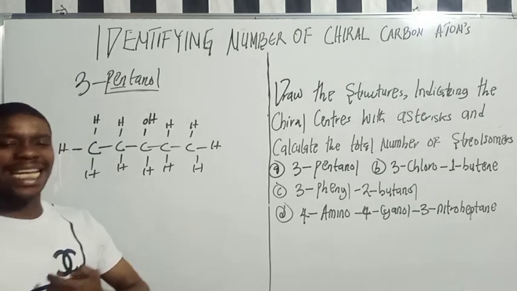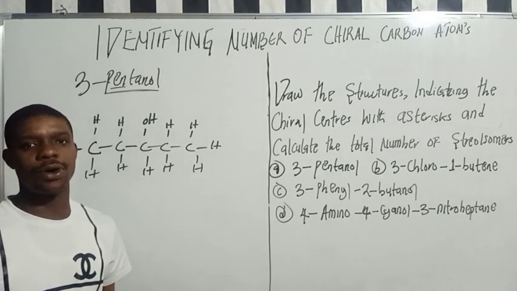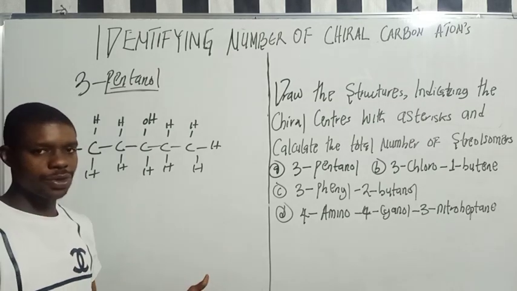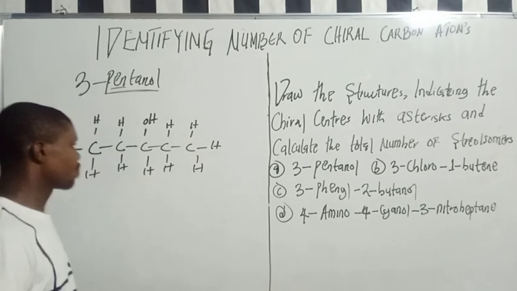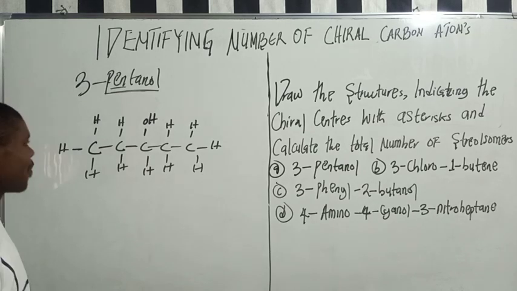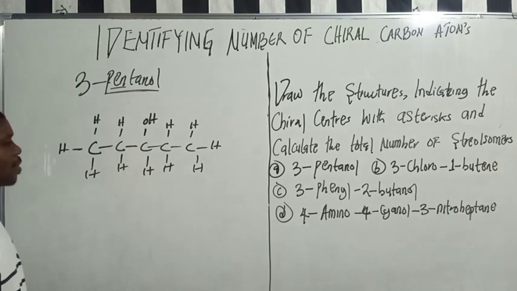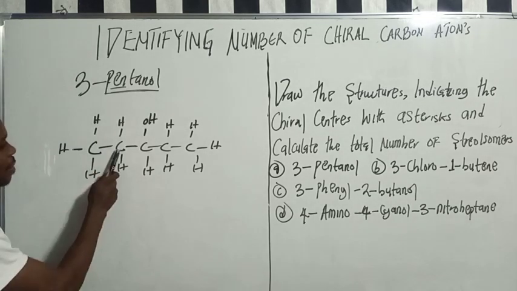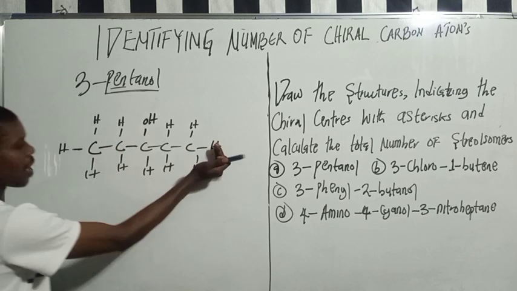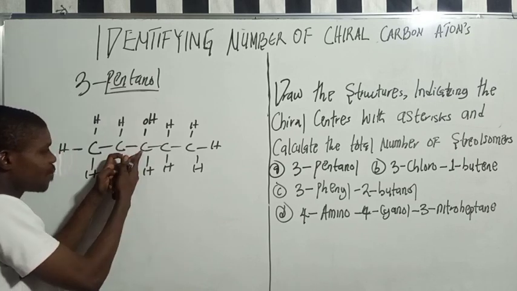From here, let's identify the chiral center or chiral carbon. Remember I told you that a chiral carbon is a carbon that has 4 different groups or atoms attached to it. If you look at this first carbon, it cannot be a chiral carbon, because it has 3 hydrogens. This one cannot be a chiral carbon either, because it has 2 hydrogens. Here cannot be a chiral carbon, and here cannot be a chiral carbon. So our point of focus is going to be this point here.